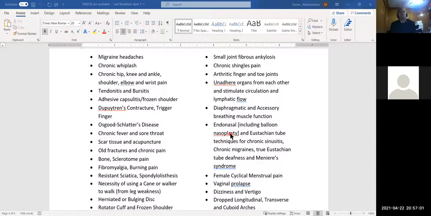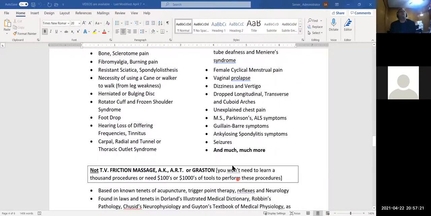nasoplasty. We show you four different ways to treat endonasally. Eustachian tube, we teach you five different ways to open the eustachian tube. Chronic migraines, through eustachian tube deafness and Meniere's syndrome. Female cyclical menstrual pain, vaginal prolapse, dizziness, vertigo, dropped arches of every kind. Foot drop, hearing loss, different frequencies, carpal tunnel syndrome, MS, Parkinson's, ALS, Guillain-Barré, ankylosing spondylitis symptoms, seizures, much more.